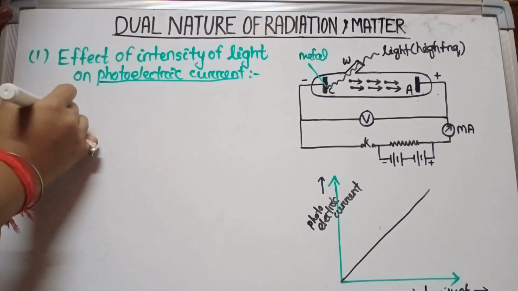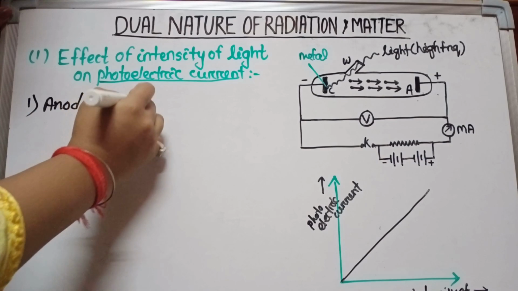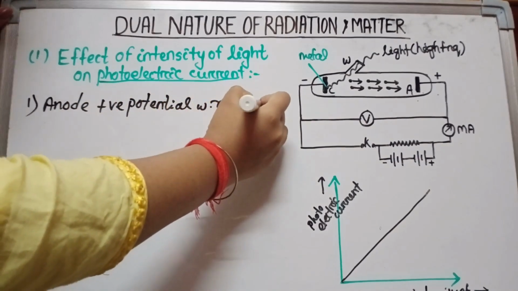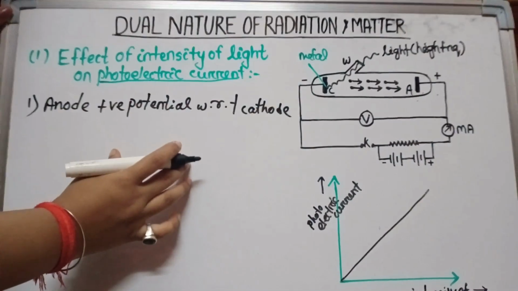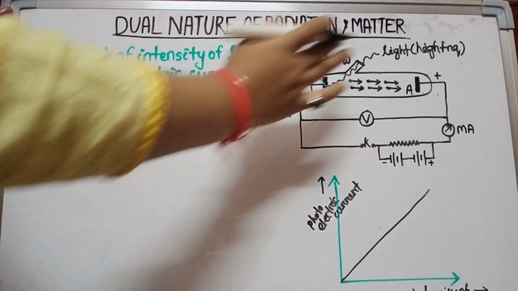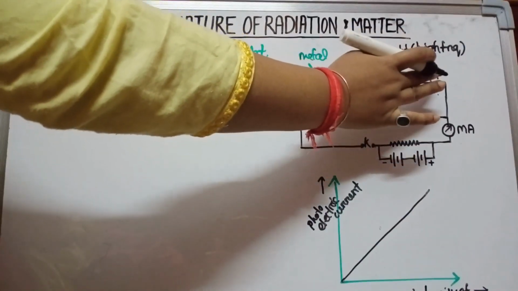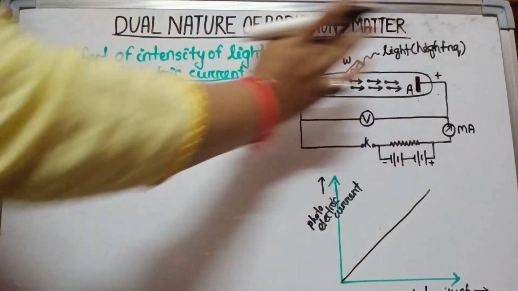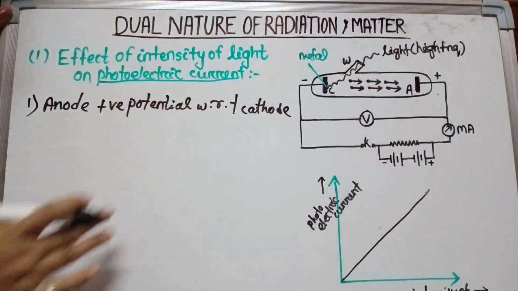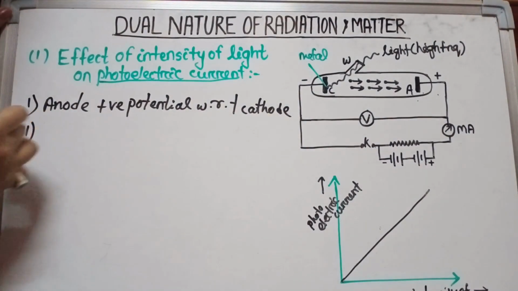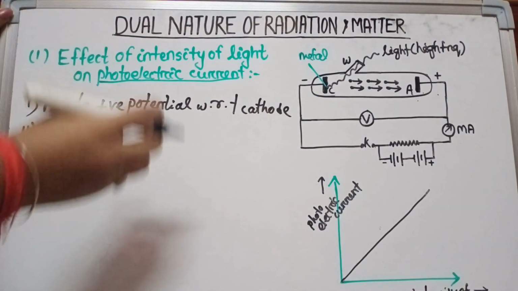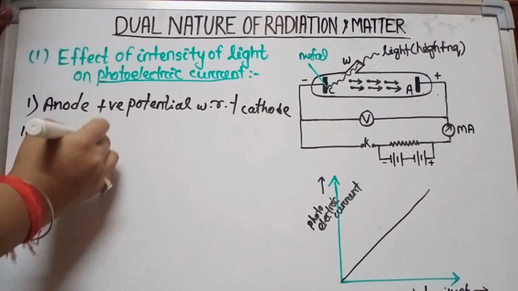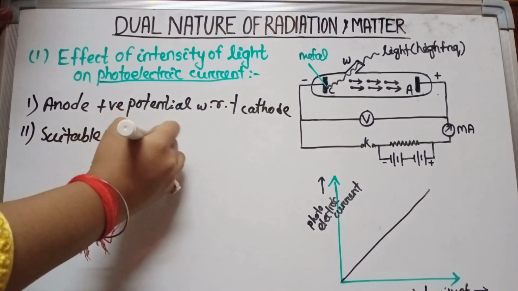Here, the last point: the anode is at positive potential with respect to the cathode. We set up the anode with a high positive potential with respect to the cathode, so that free electrons get accelerated towards the anode and electric current is set up. That is the first point. Then the second one: we allow a suitable frequency of incident light.